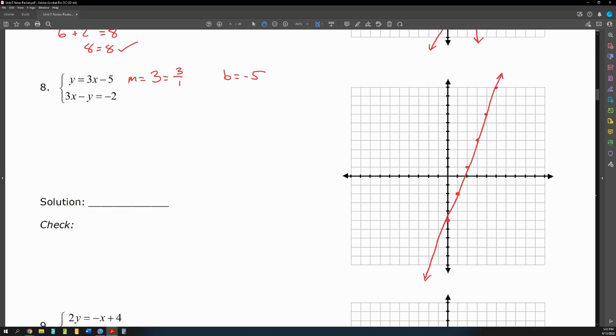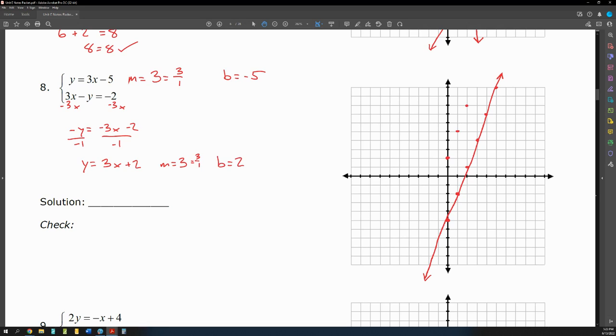For the other line, I want to put it in slope-intercept form. So solving for y, I'm going to subtract 3x from both sides. I get negative y is equal to negative 3x minus 2. Dividing both sides by negative 1 gets y by itself, so we have positive 3x plus 2. This tells us that our slope is 3, or 3 over 1, and our y-intercept is 2. So we can plot the ordered pair 0, 2, and we have a slope of 3.